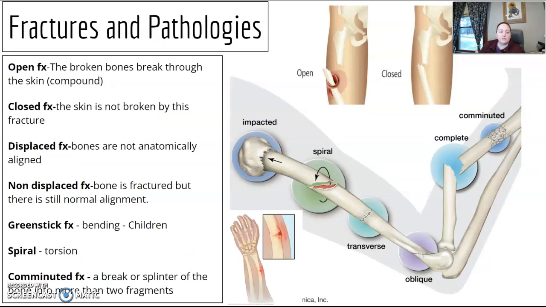Fractures and pathologies. So basic review of fracture terms. Open versus closed, right? One breaks through the skin, one doesn't. Displaced versus non-displaced. One's going to stay in alignment and one's not. Greenstick, this is going to be your fracture in children. It's that bending fracture. Spiral has the torsion look to it. And then comminuted, it's a break or splinter of the bone in more than 2 fragments.